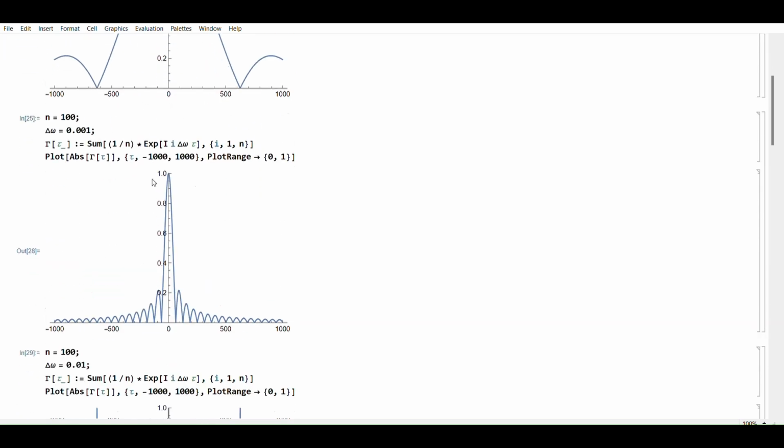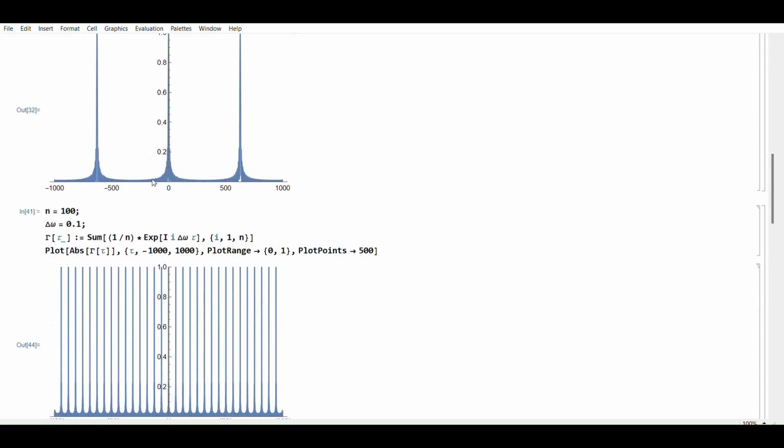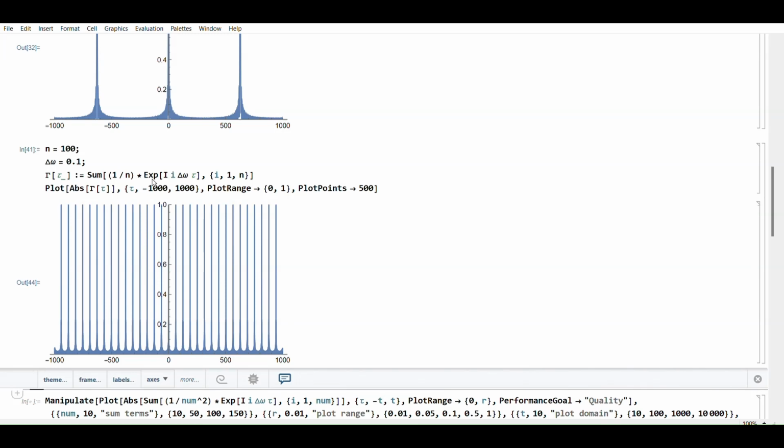So from these 4 plots, you see that if n is kept constant and if delta omega increases, then in the plot of mod gamma, the width of the central peak decreases and also the periodicity decreases. Periodicity, by periodicity I mean the time period.